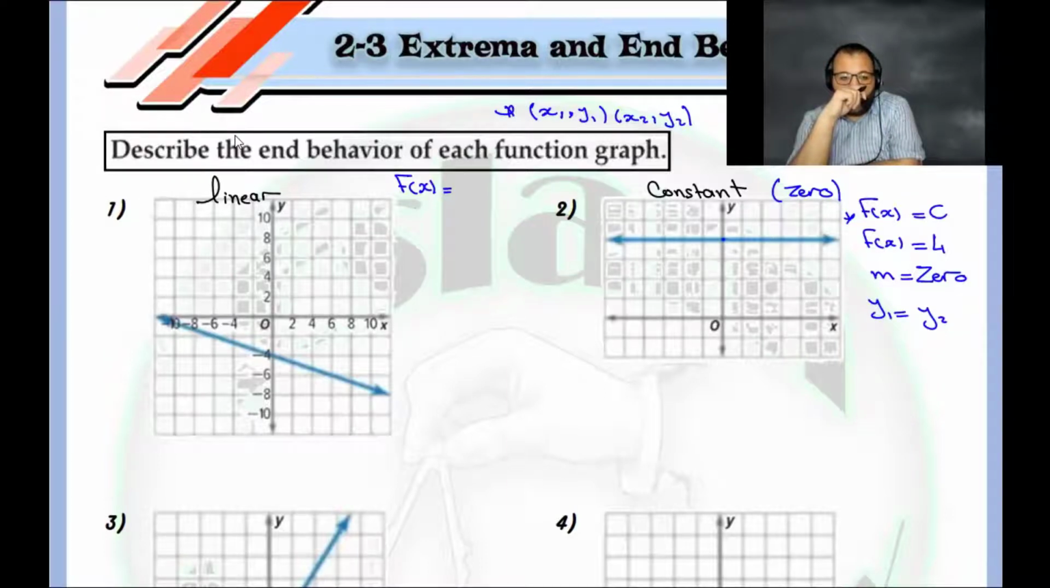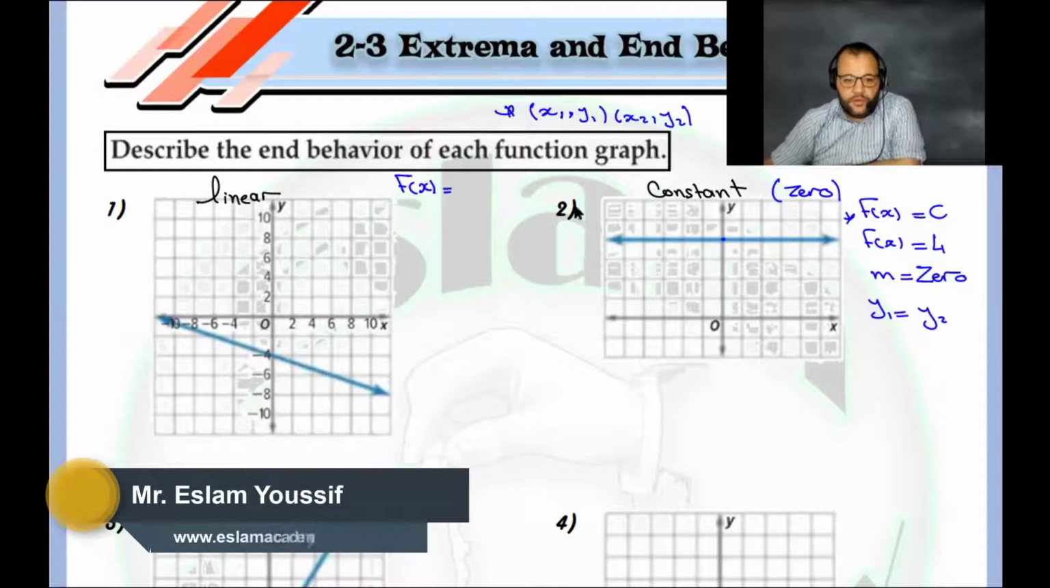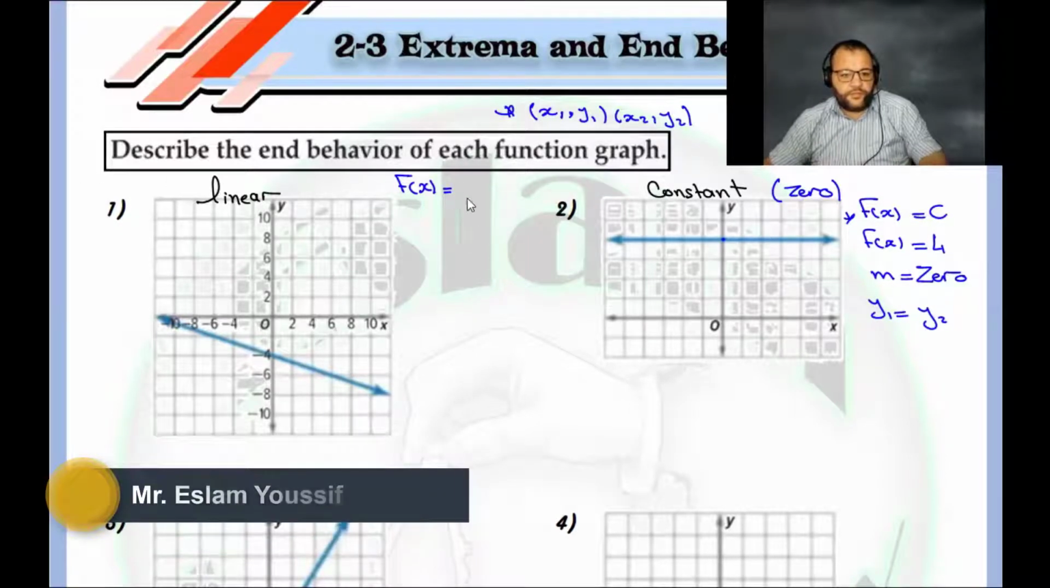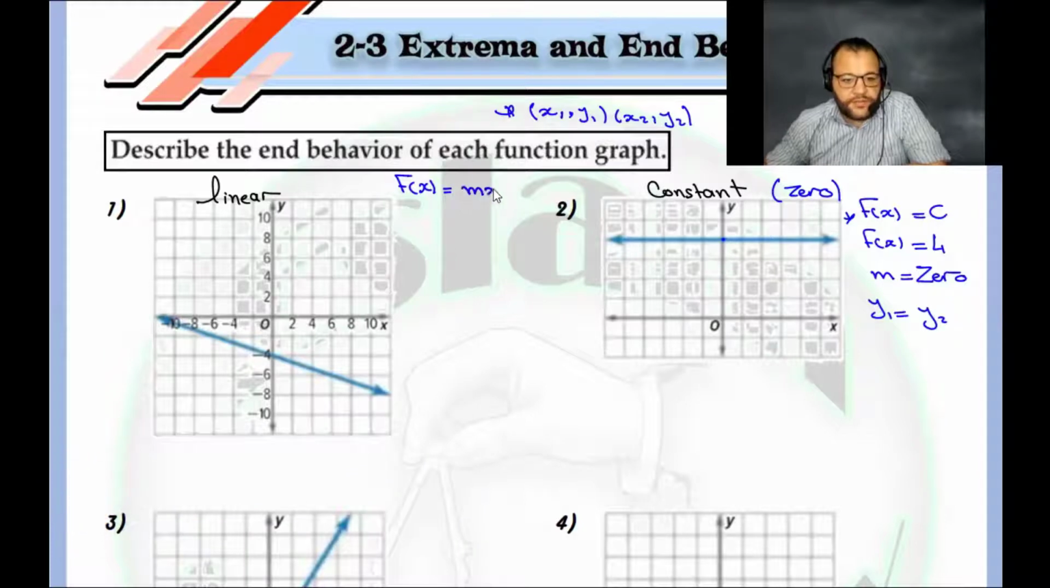Negative 1 over 3x. I need the formula now. Like the first one, like f of x equals c, like this one. That is the formula that I need. Mx plus b. That's defined by the slope-intercept form.